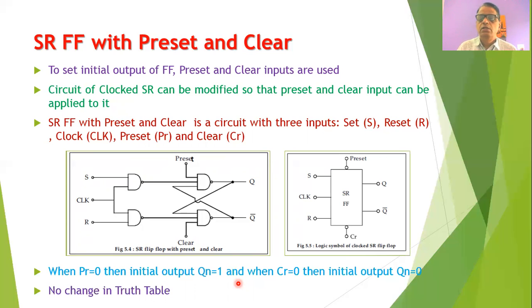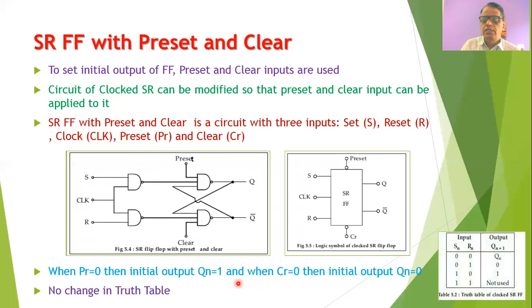So there is no change in the truth table of the SR flip-flop. Because of preset and clear, there is no change in the working of the SR flip-flop, and the truth table of the SR flip-flop will remain the same. That is, when S is equal to 0, R is equal to 0, Qn plus 1 is equal to Qn, that is there is no change in the state of the SR flip-flop. When S is equal to 0, R is equal to 1, then Qn plus 1 is equal to 0, and this is the reset state of the SR flip-flop. When Sn is equal to 1 and Rn is equal to 0, then the output Qn plus 1 is equal to 1, and this is the set state of the SR flip-flop.